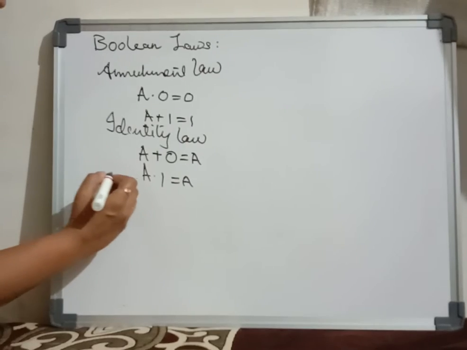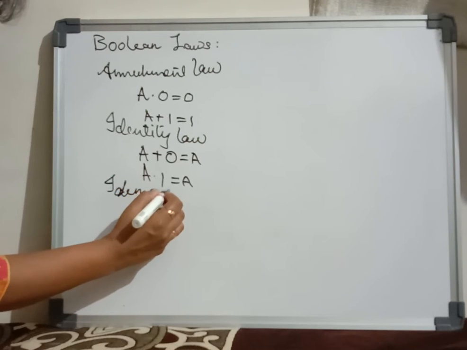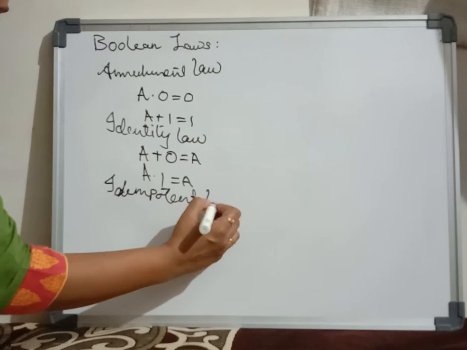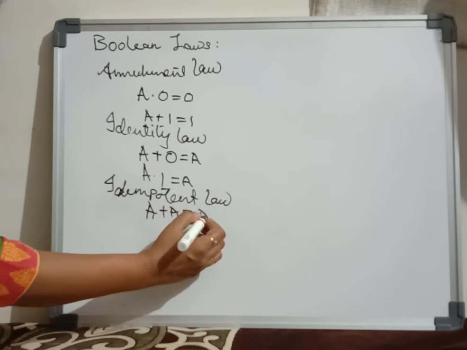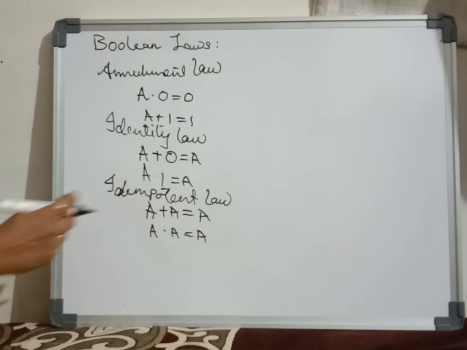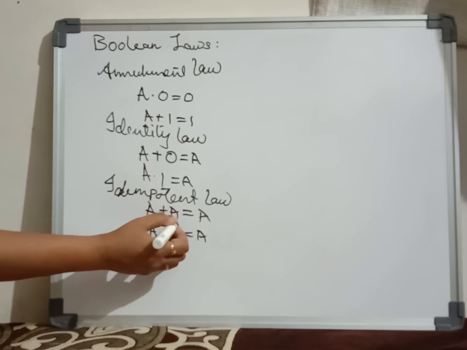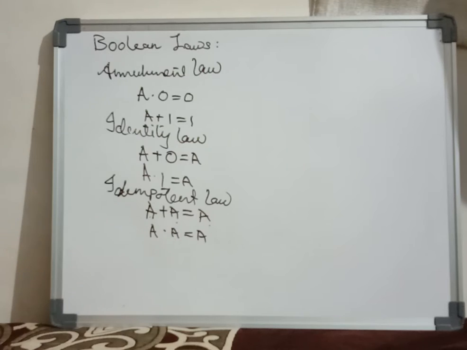Idempotent law. And in this law, A plus A is equal to A. Also, A dot A is equal to A. So from this we can say that if the self input is added or multiplied, then the output is A. Means A plus A, similarly A dot A, in both the cases the output is A.